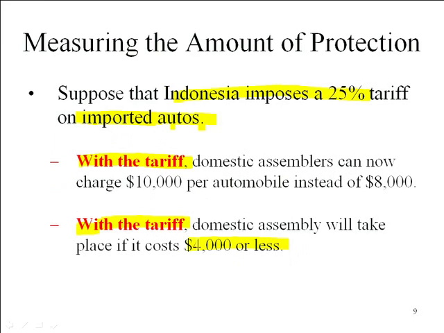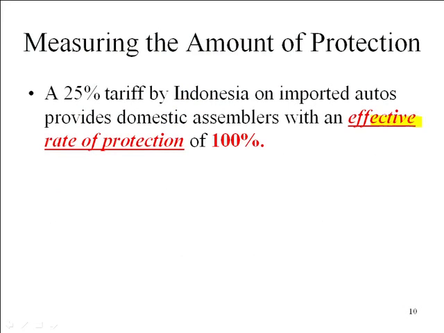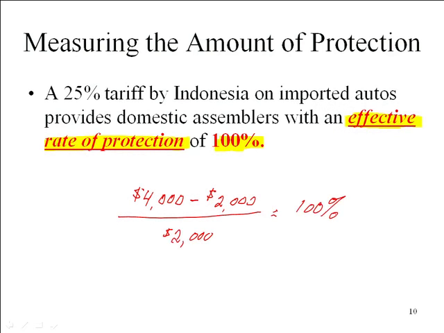So when we think about what we call the effective rate of protection, the effective rate of protection of a 25% tariff is actually 100% in this case. So where does 100% come from? Notice that the value added in Indonesia with the tariff, we can assemble cars for $4,000. Before the tariff, or without the tariff, free trade, we had to have a value added of $2,000. So if we took that difference, the increase in the value added that's being offered to the Indonesian auto assembly industry relative to the value added at the world price, it comes out to $2,000 on a base of $2,000, which is 100%. So notice that the effective rate of protection is substantially above the nominal or stated rate of the tariff itself.